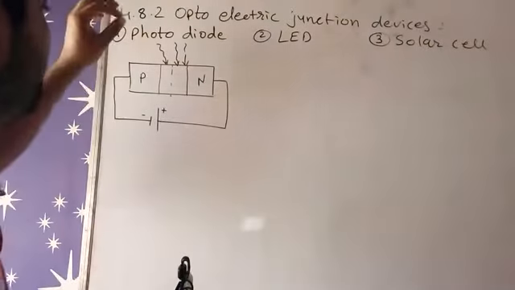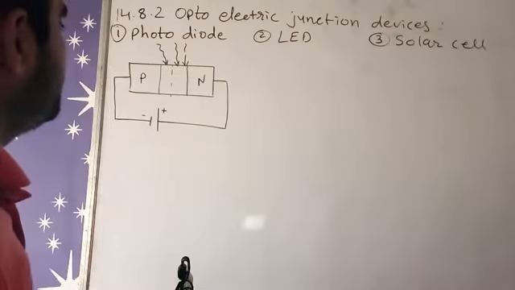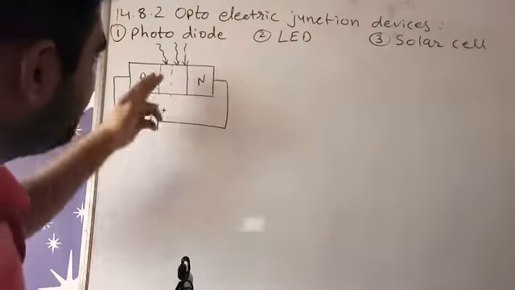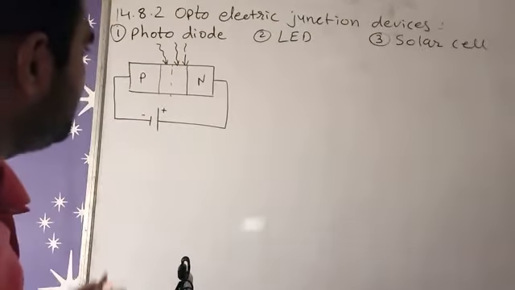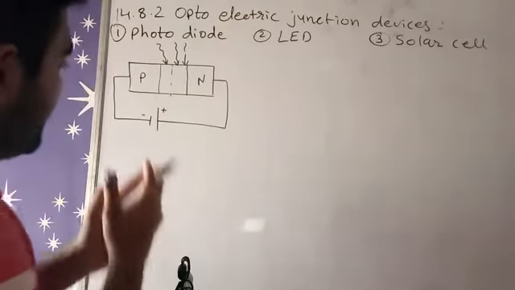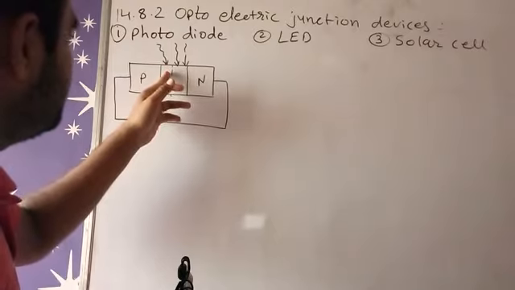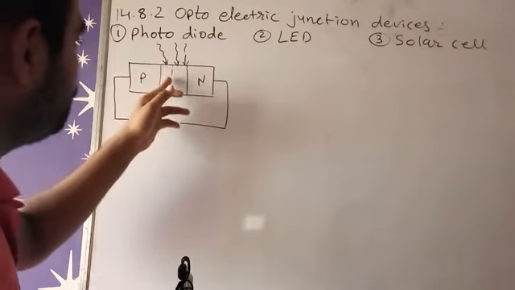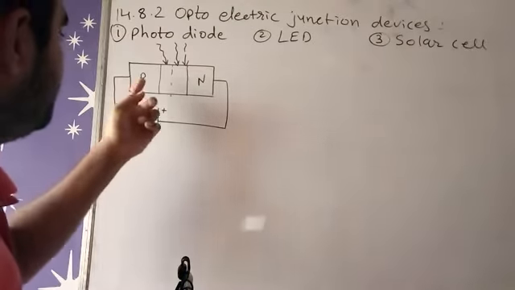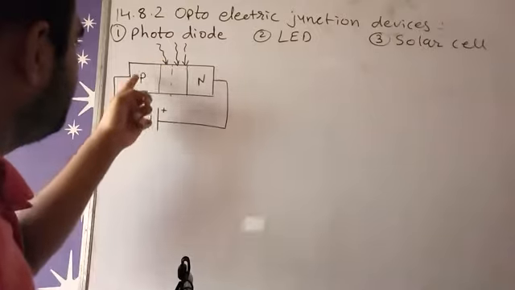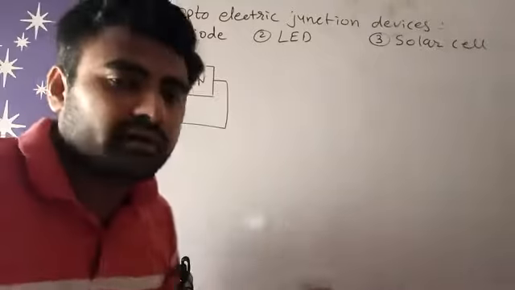So whenever light of some intensity enters through the window of this diode, because of the energy of that light, electron and hole pairs are generated. So they are separated now. The electron moves towards P and the hole moves towards N. Because of this opposite movement, electron towards P and hole towards N, we get a small amount of current.